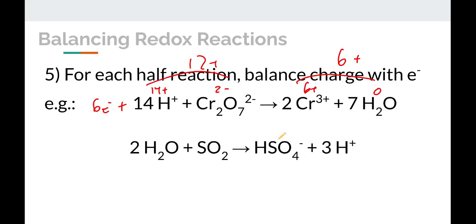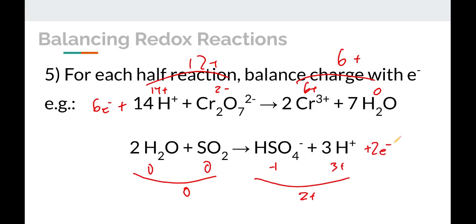Bottom half reaction, this is a -1. This is 3 plus, because there's 3 1 pluses. This is neutral, this is neutral. So overall on the left, this is 0. Overall on the right, we have 2 plus. So the right-hand side needs to be 2 steps more negative. So we're going to add 2 electrons.